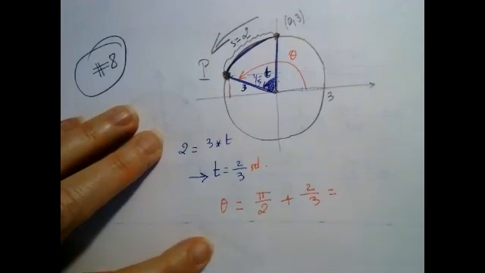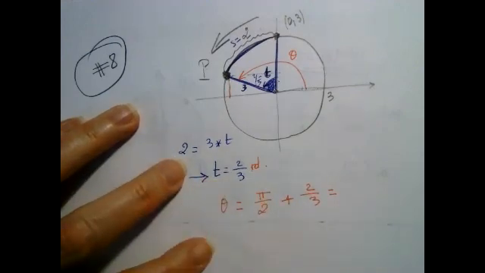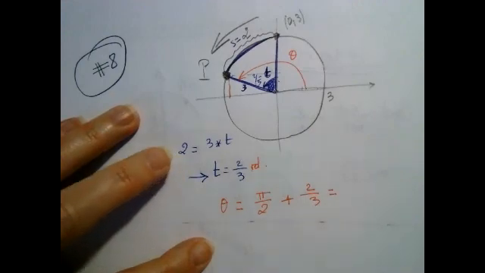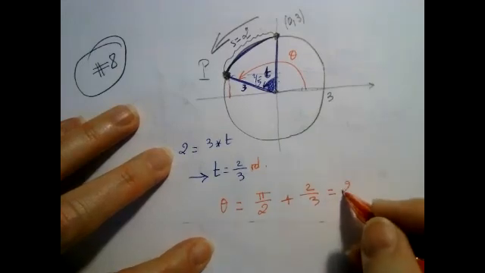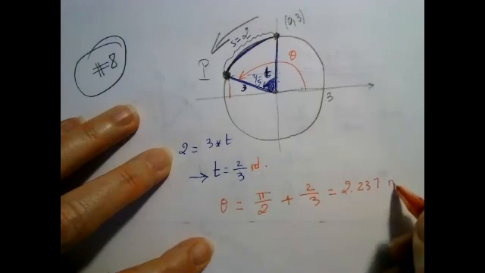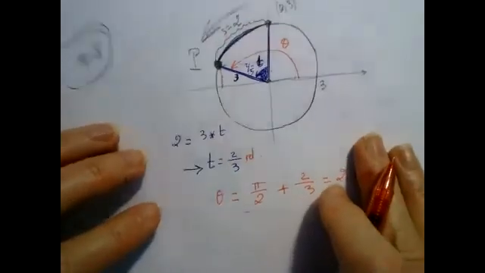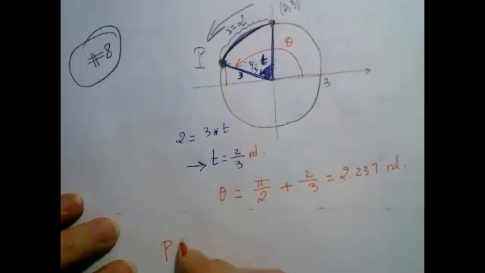Now that you have your theta, you can pick up your calculator to make it easy. Remember, you cannot take 90 plus 2/3. The angle from this formula is in radians, so you have to stick to radians. It's 3 point whatever. Let me do it quickly. It's pi over 2 plus 2/3. I'm getting 2.237 radians.